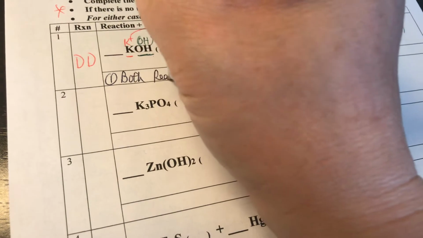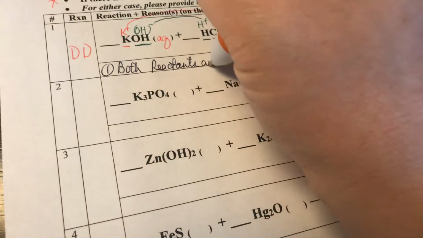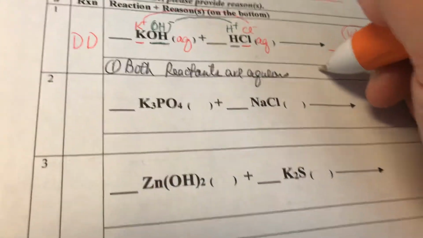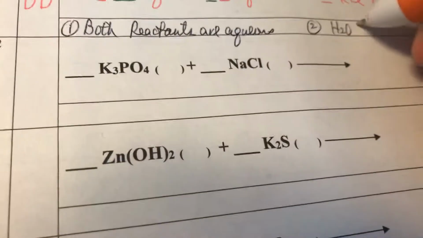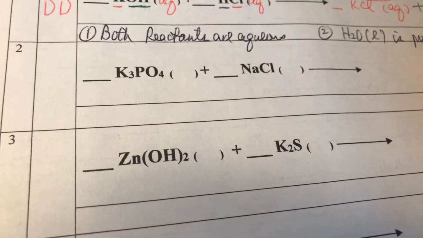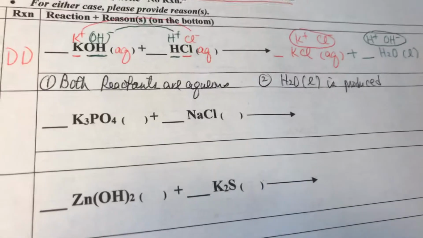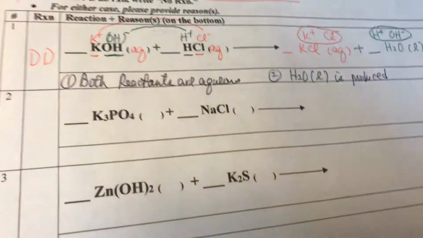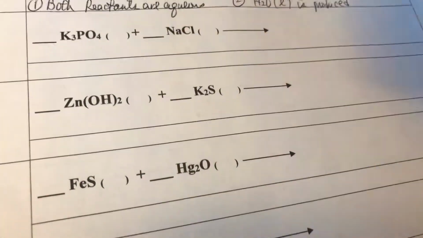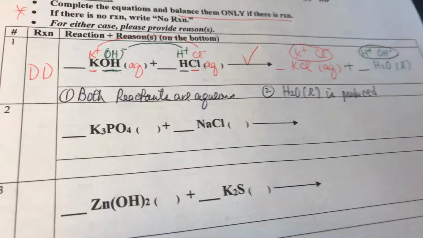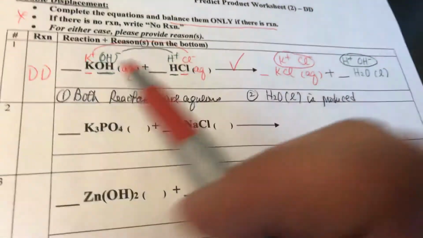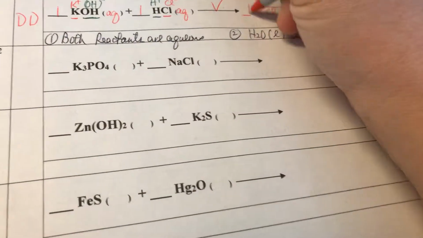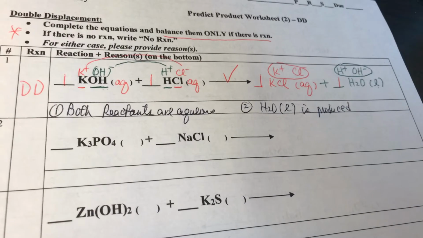Black pen. So number one, both reactants are aqueous. And then number two, H2O liquid is produced. Based on these two, we will say that we do have a reaction. Put a check mark on the arrow. Then finally, we're going to balance them. I assume you know how to balance the equation. The balancing will be 1, 1, 1, 1.